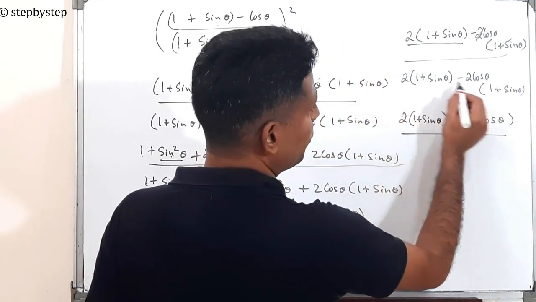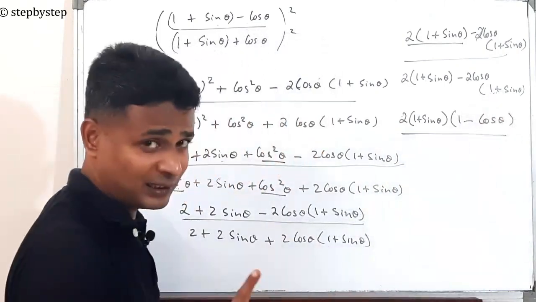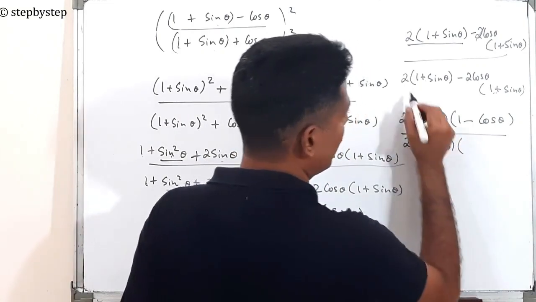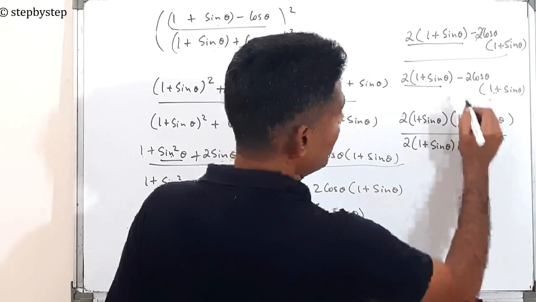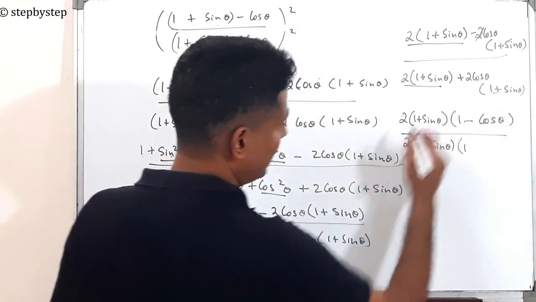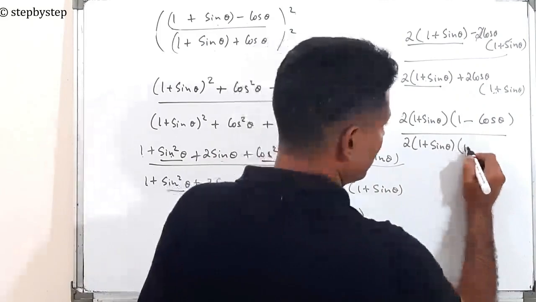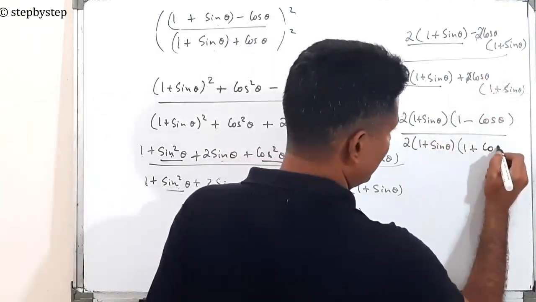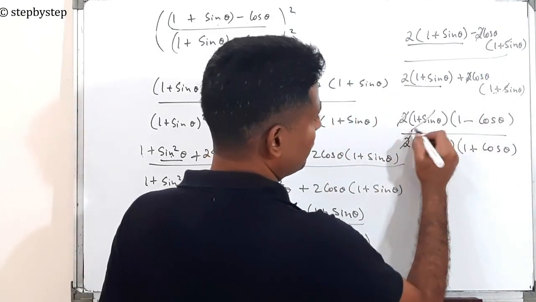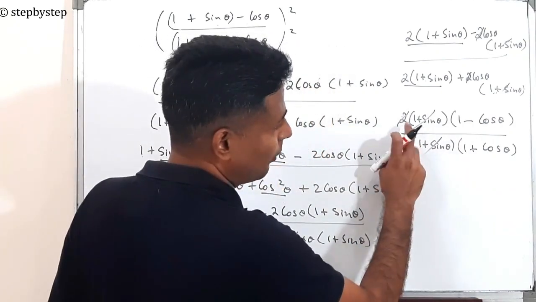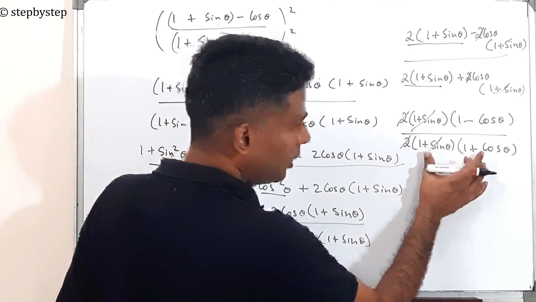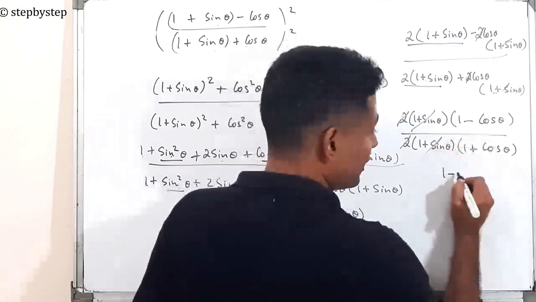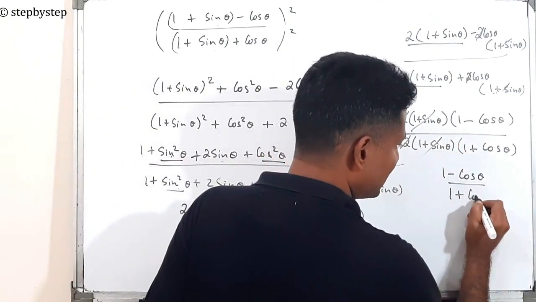Similarly here also I can take 2 into 1 plus sine theta common. So again I am taking 2 into 1 plus sine theta common, which means what will remain here? Everything I have taken, so 1 will remain. It is plus over here, sorry, it is plus, not minus. Plus, so 1 plus, what have I removed common? 2 and 1 plus sine theta, so cos theta remains. So here 2 and 2 cancel, 1 plus sine theta and 1 plus sine theta cancel. Now we can cancel. Why? Because it's 2 into the whole thing, 2 into the whole thing, again 1 plus sine theta into the whole thing. So now we can cancel it. So what remains? 1 minus cos theta by 1 plus cos theta.